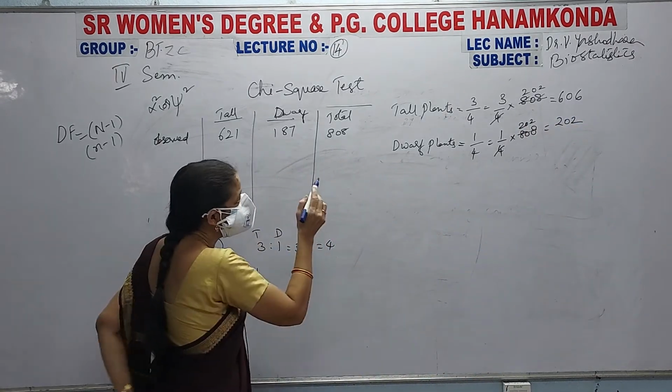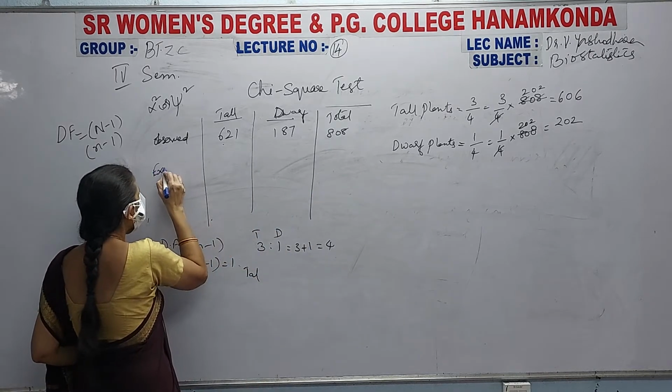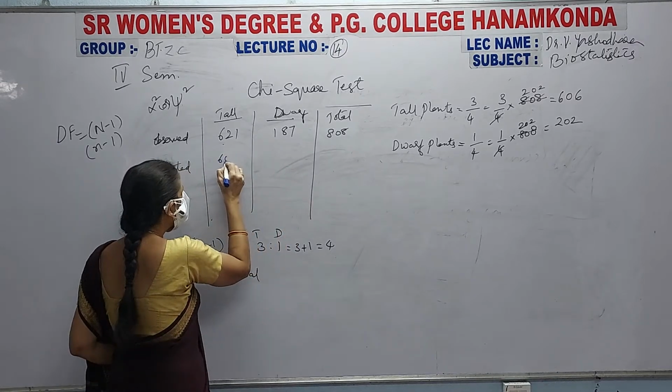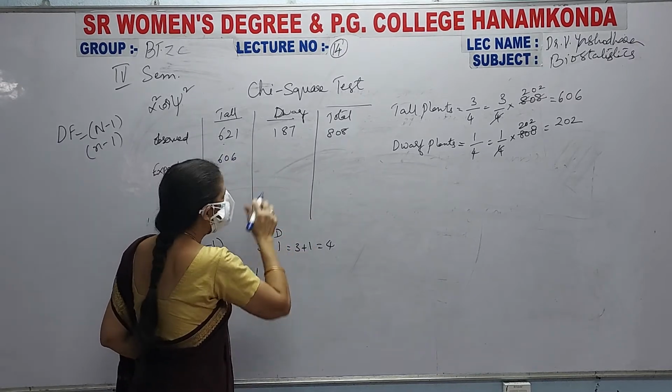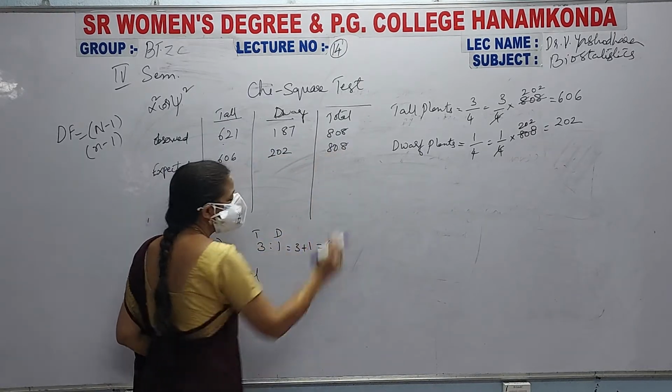Now see here, the tall plants: observed values and expected values. Expected is equal to 606 and dwarf plants is 202. What is the total? 808 again.